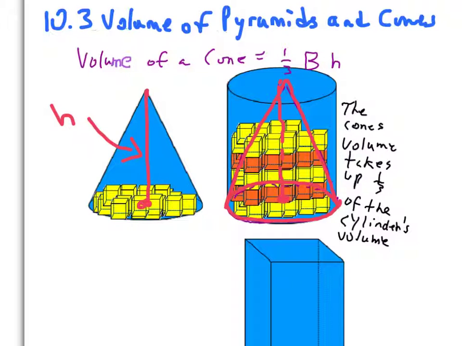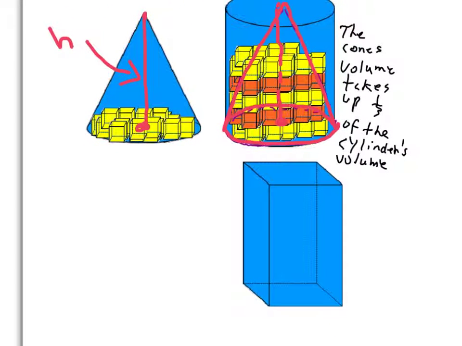The same is going to be true down below here with a prism. So if I draw a pyramid inside that has the same height and base area, I'm going to just redraw this over here.